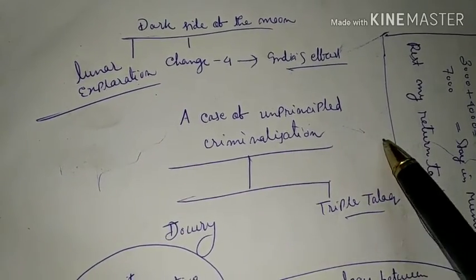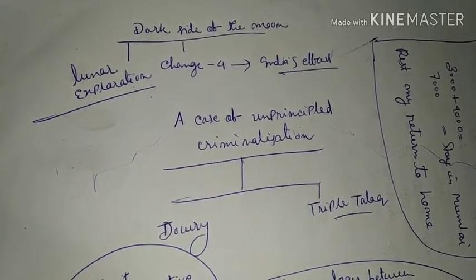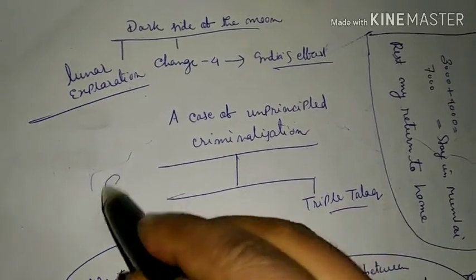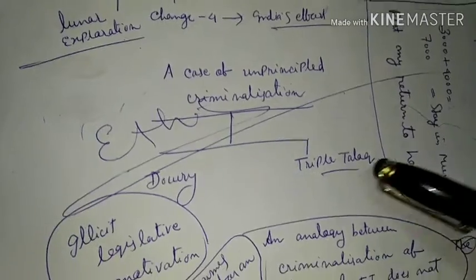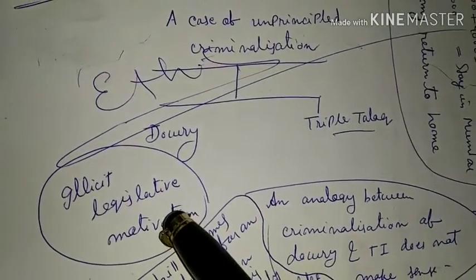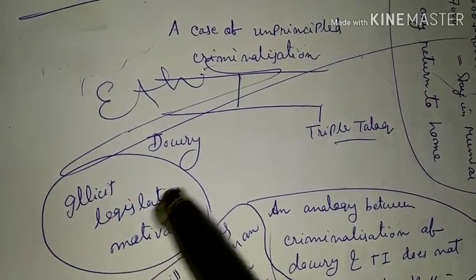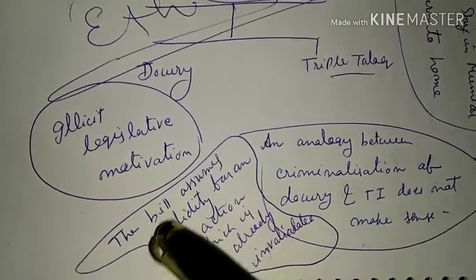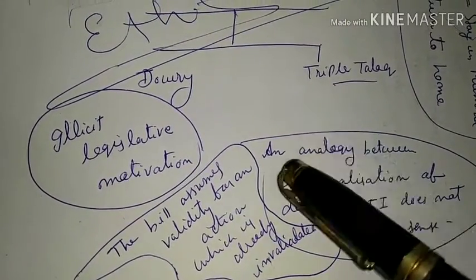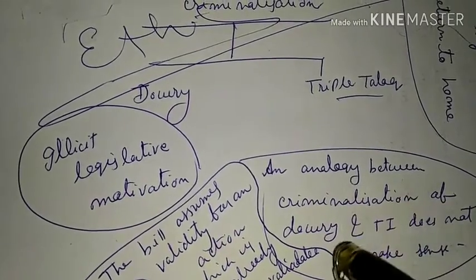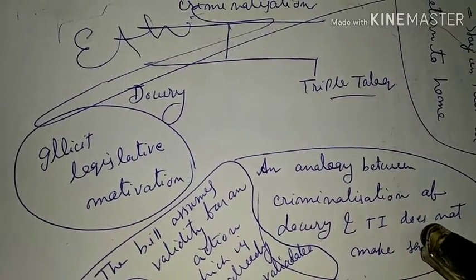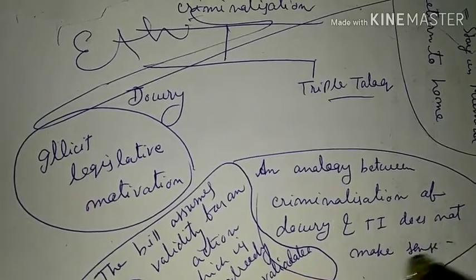A case of unprincipled criminalization. This article is important from an ethics point of view. Because here there are some important key lines, actually standard lines. Illicit legislative motivation. The bill assumes validity for an action which is already invalidated. An analogy between criminalization of dowry and triple talaq does not make sense.